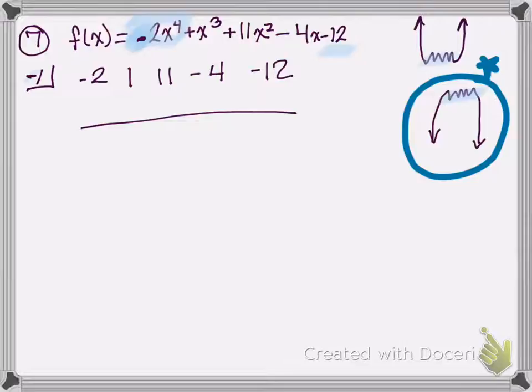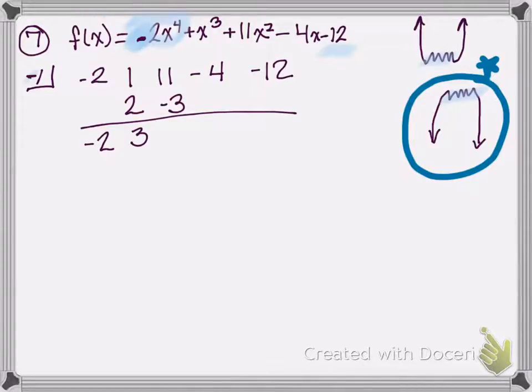So I'm going to go ahead and start my synthetic division. I'm going to bring my negative 2 down. Negative 1 times negative 2 is positive 2. Then I add those two together, 1 and 2, so I get 3. Negative 1 times positive 3 is negative 3.